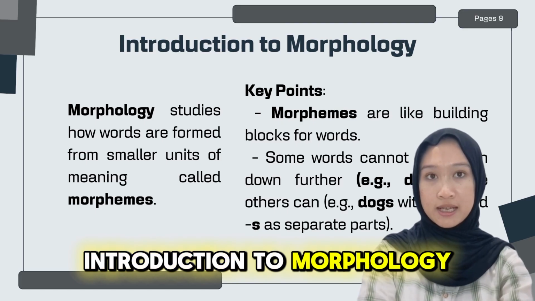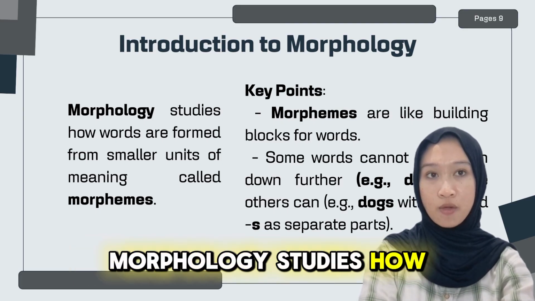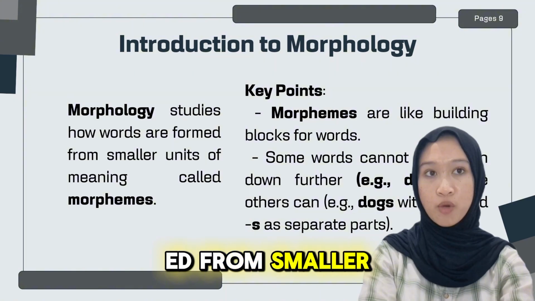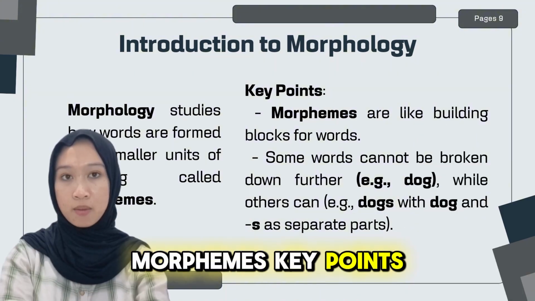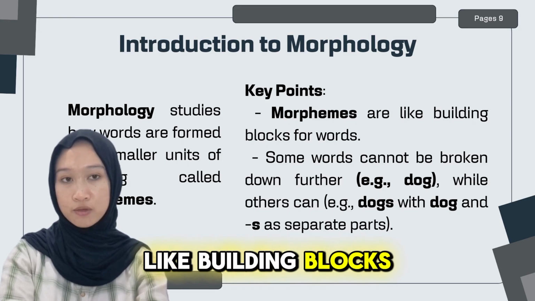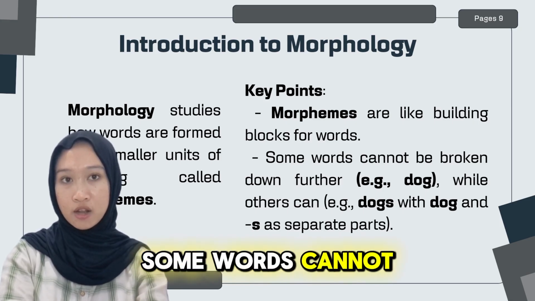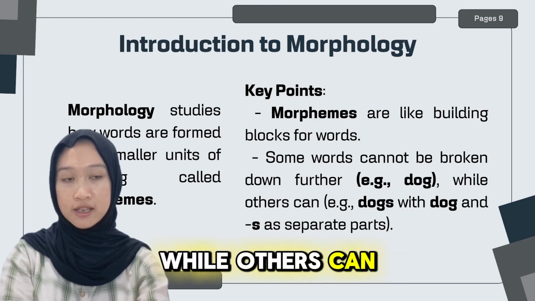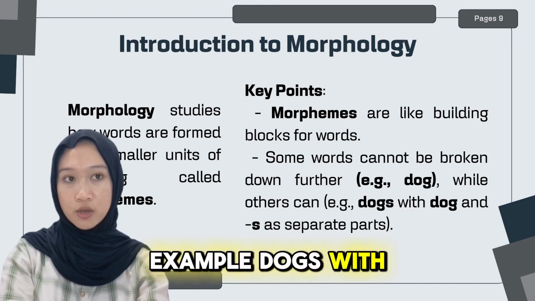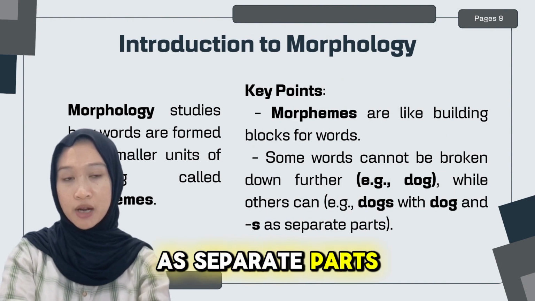Introduction to Morphology. Definition: Morphology studies how words are formed from smaller units of meaning called morphemes. Key points: morphemes are like building blocks for words. Some words cannot be broken down further, for example, dog, while others can. For example, dogs, with dog and s as separate parts.